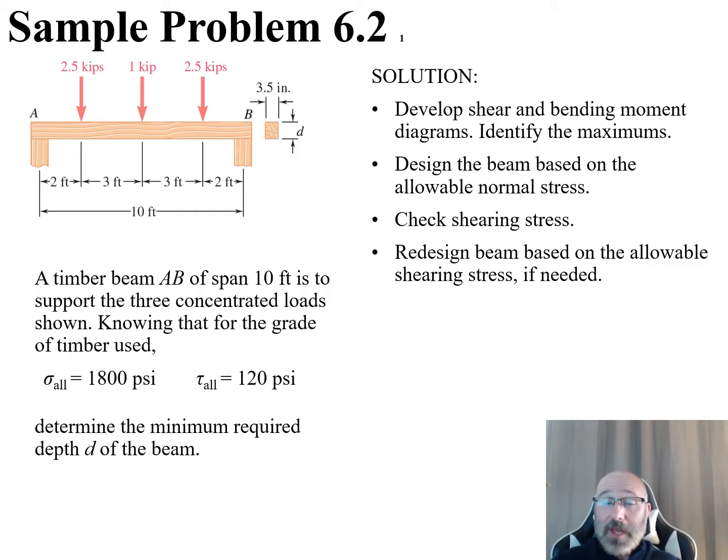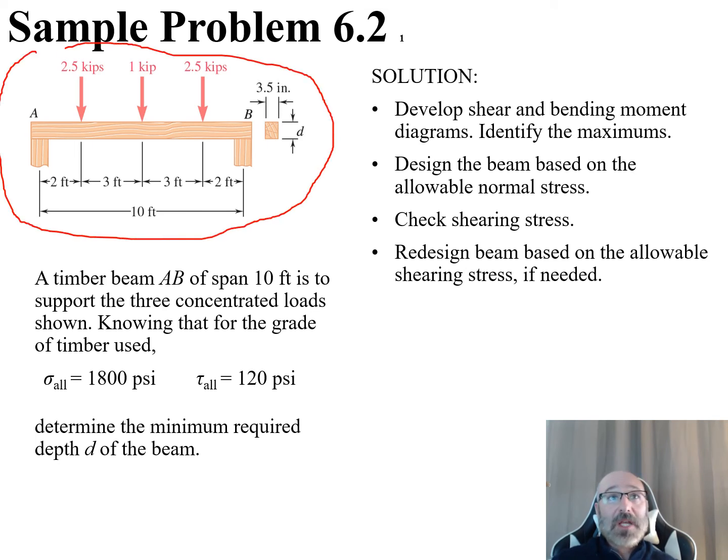So with all that information, back to our simple problem here, what we want to do is redraw that initial diagram. We take the information from our problem statement and say, okay, this is a timber beam, AB, that has a span of 10 feet. There's our 10 feet right there, and it supports 3 concentrated loads, 1, 2, and 3, and we know the location of those loads from our initial diagram.